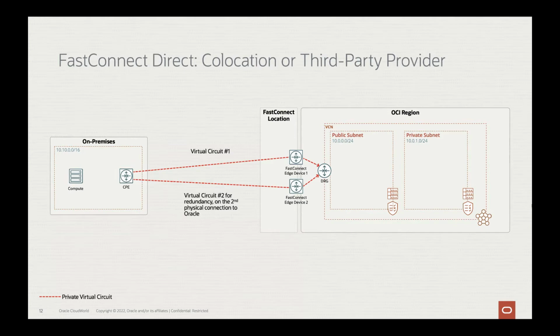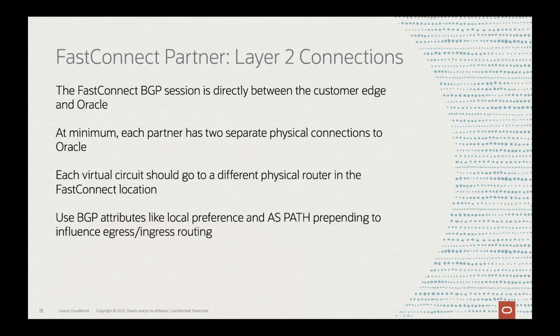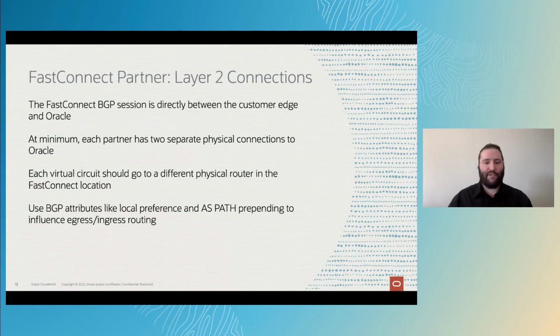Now that we've talked about a direct model, let's talk about our partner options. And our partner options will come in 2 flavors. We'll have partners that offer layer 2 connections and partners that will offer layer 3 connections. Layer 2 connections in this case are going to be very similar to our direct option, with the main difference that it's the partner that builds the physical connectivity between their partner edge and the FastConnect edge devices. And you would be responsible for provisioning the logical connectivity, the virtual circuits over that physical infrastructure.